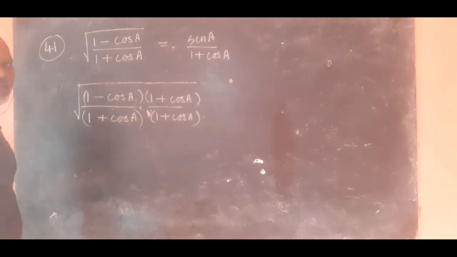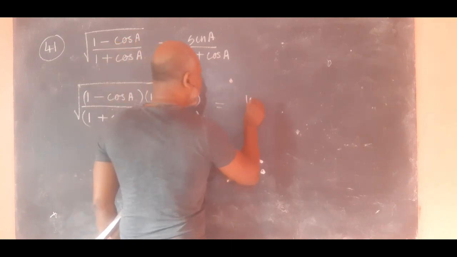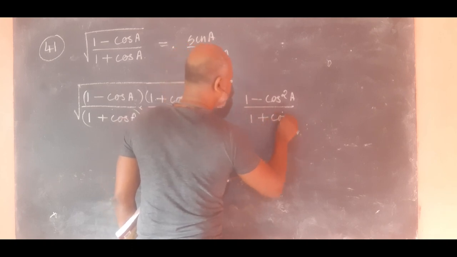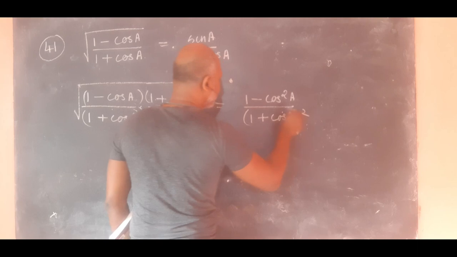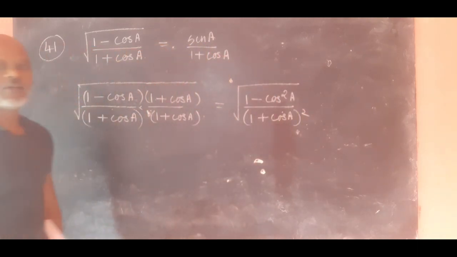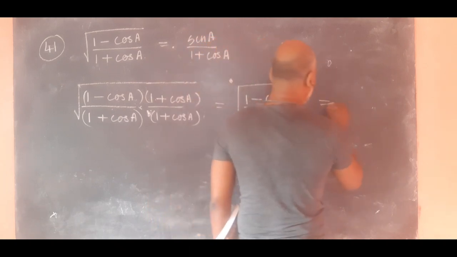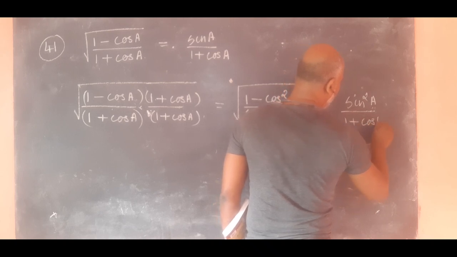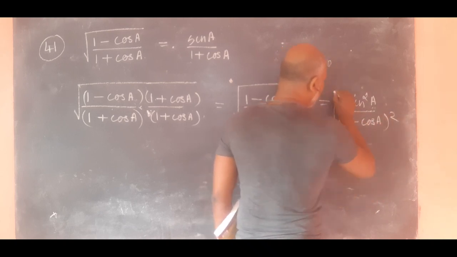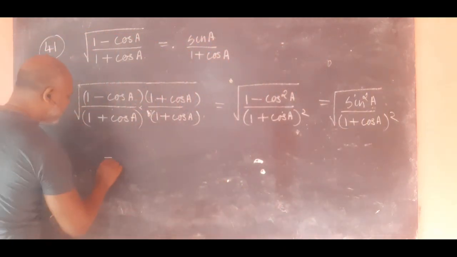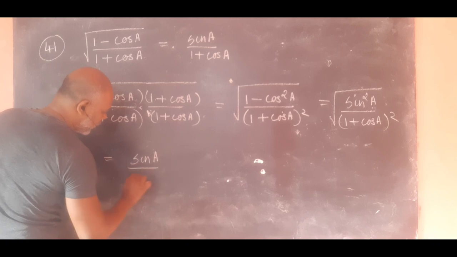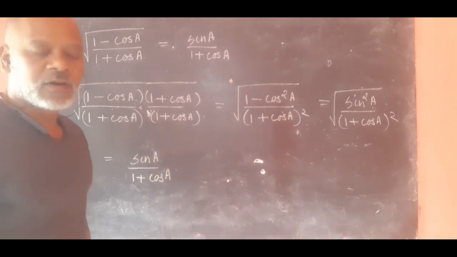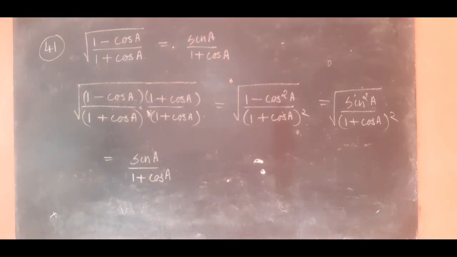Okay. So we'll simplify it and we have now 1 minus cos square A by (1 plus cos A) whole square under root. So 1 minus cos square A, I can write sin square A, sin square A by (1 plus cos A) whole square under root. Now we can remove the square root and we will write it as sin A by 1 plus cos A. So now we put LHS is equal to RHS. Now we come to question number 42.